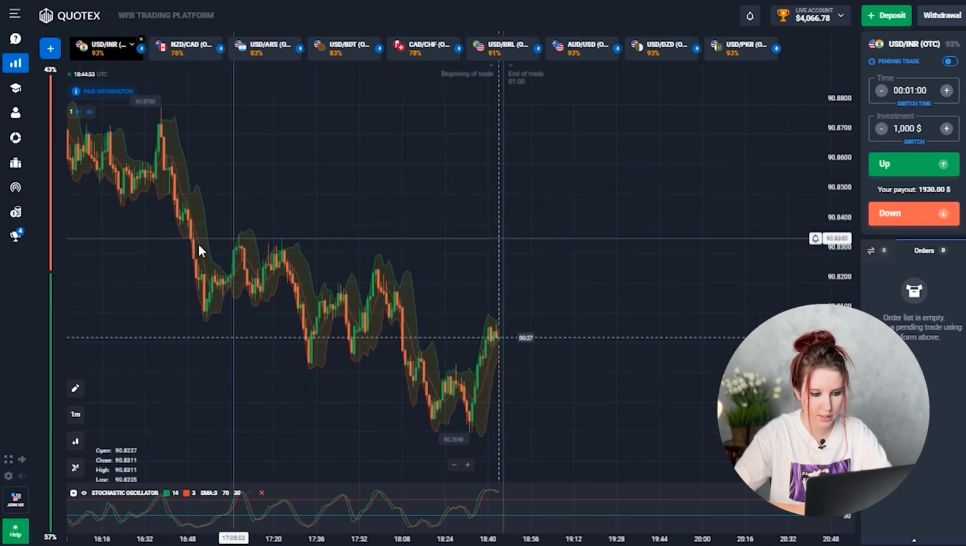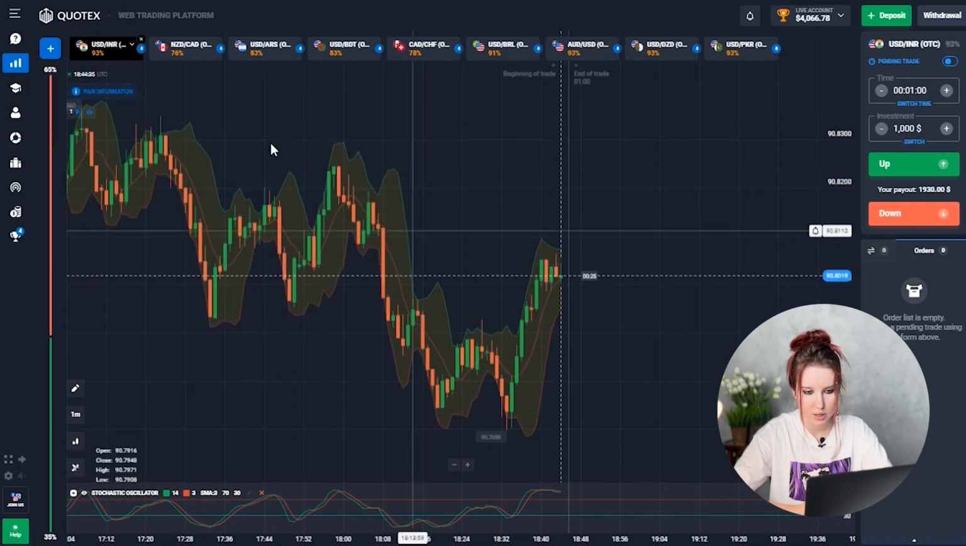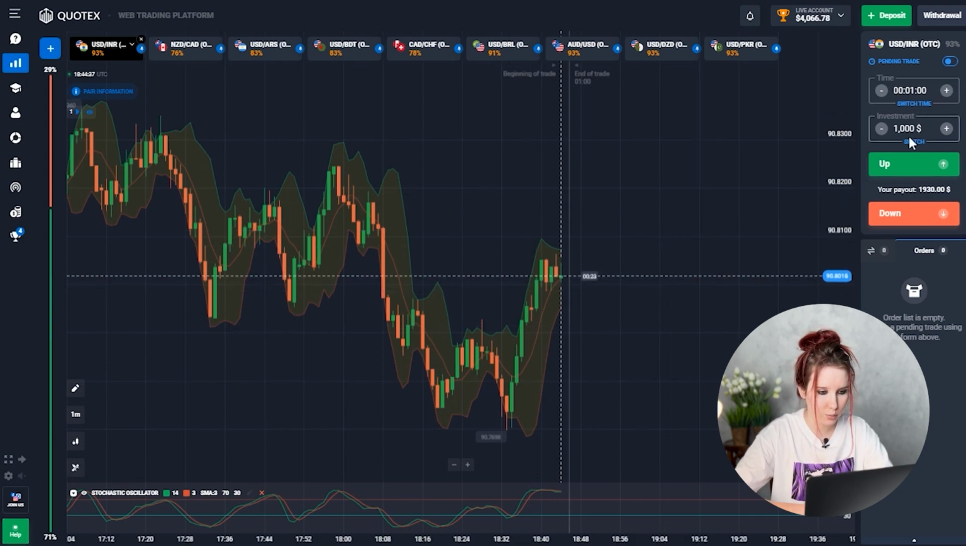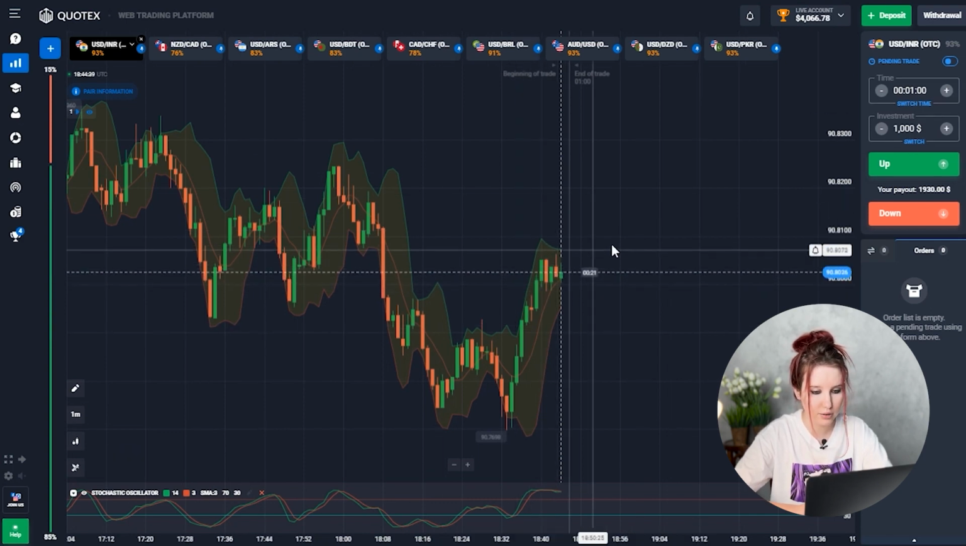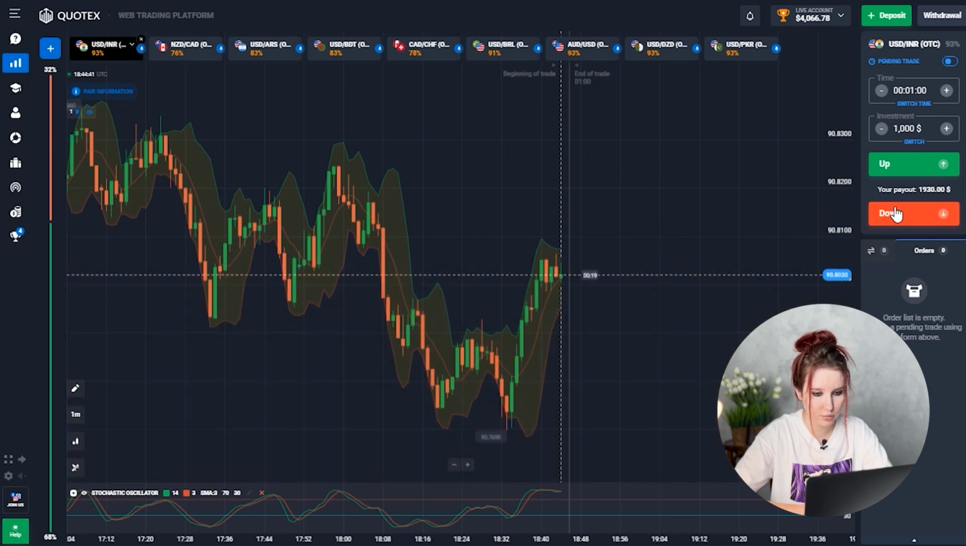Well, I want to go to this currency pair, the first one. And guys, I see an awesome entry point. If we draw a visual line, we notice that there's a resistance level here, so trade down, let's go.